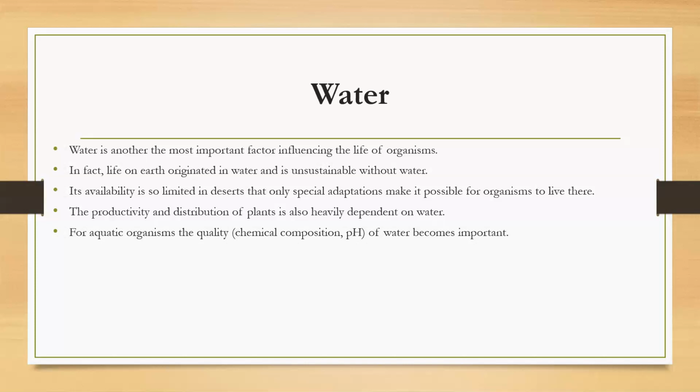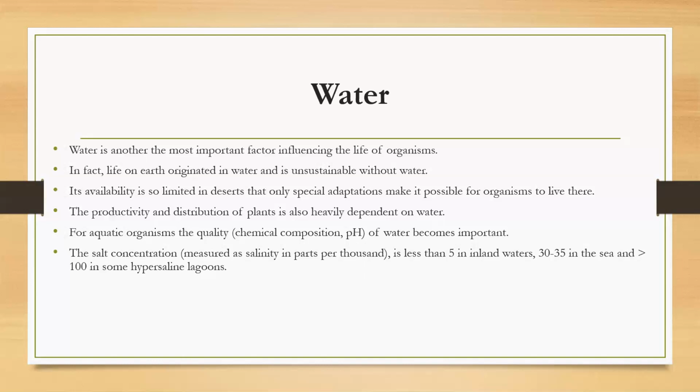Quality means chemical composition, pH, and particularly the salinity, the salt concentration, measured in parts per thousand. It is less than 5 in inland water. It is about 30 to 35 ppt in the sea, and it is more than 1000 in some hypersaline lagoons. See, there is a great variation in the salt concentration. All the organisms are not able to survive in water of different salinity, so they need to show certain kinds of modifications.